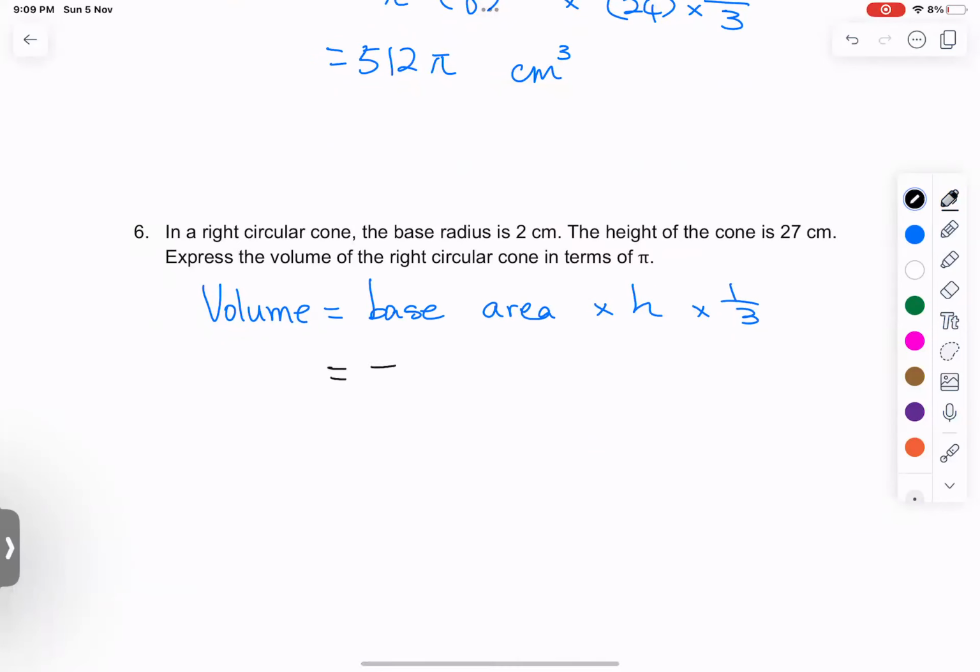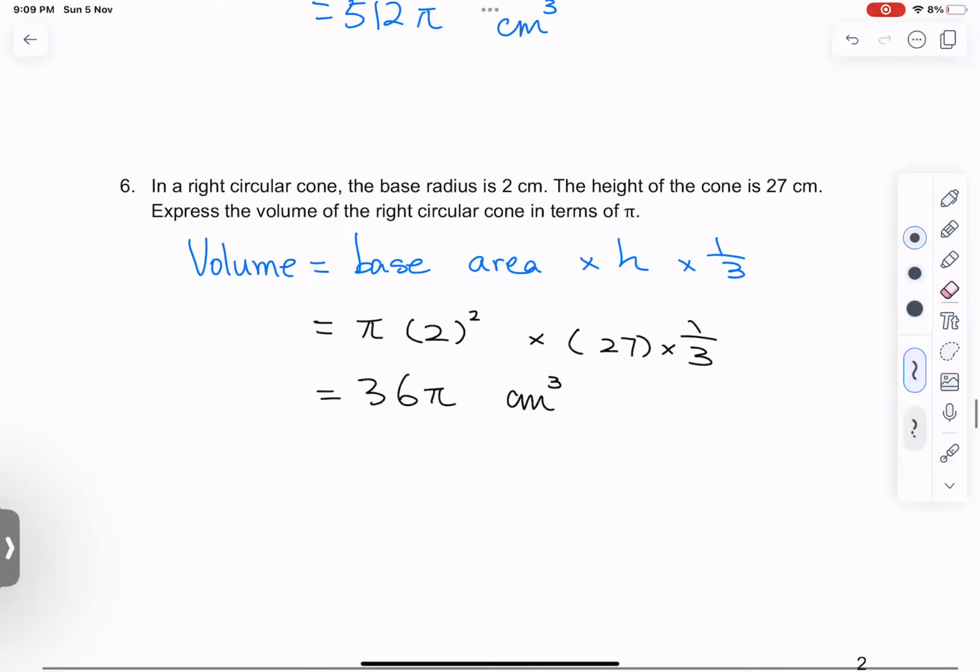Base area pi r squared times height times 1/3. Radius is 2. Height is 27. And then what do you get? Okay. Very, very easy, right?